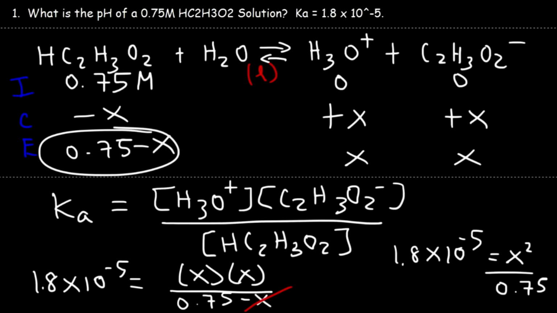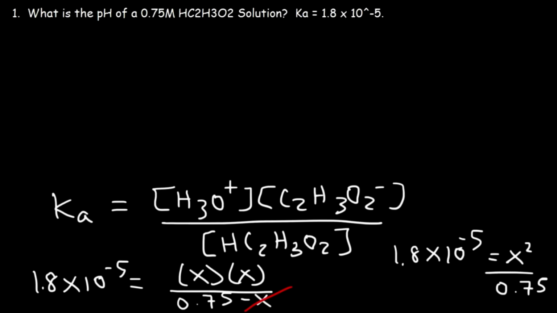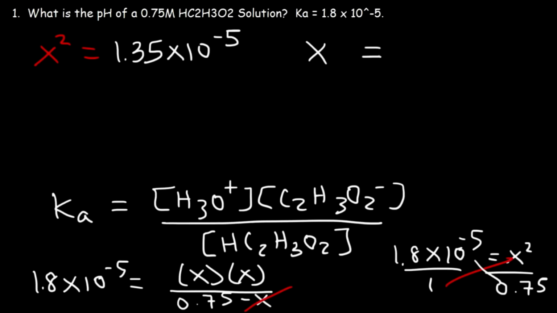Now let's get rid of a few things. We really don't need this anymore, but keep in mind that H3O+ is equal to x. To find the value of x, we need to cross multiply. So 1 times x squared is x squared, and 1.8 times 10 to the minus 5 multiplied by 0.75 is equal to 1.35 times 10 to the minus 5. Now let's take the square root of both sides. The square root of that number is 3.674 times 10 to the minus 3. That's the concentration of H3O+.